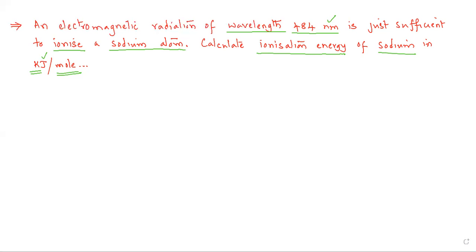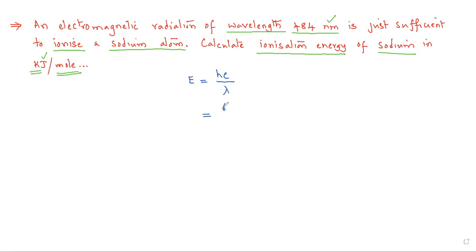Let us check. They have given wavelength and they are asking energy, right? What is the relation between energy and wavelength? We know that E is equal to hc by lambda. Simple, isn't it? Of course, that is ionization energy, but let us take E equal to hc by lambda because that gives the relation between energy and wavelength. Let us calculate the energy in joules first, then we will give it in the units they wanted.